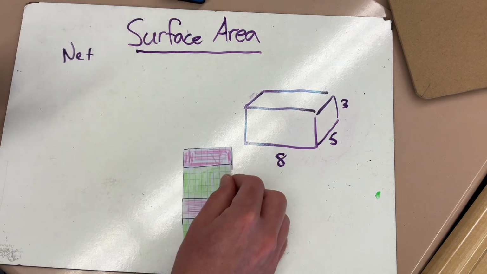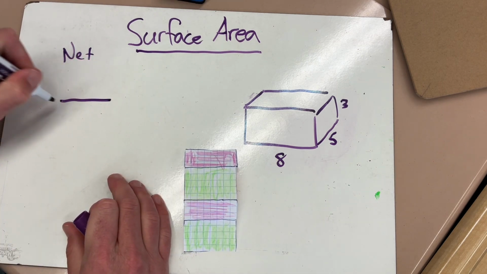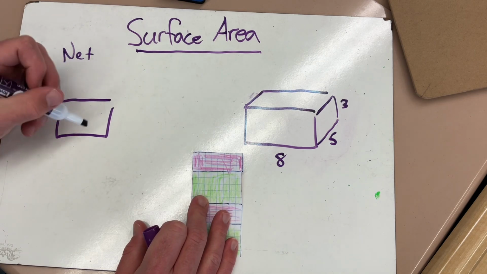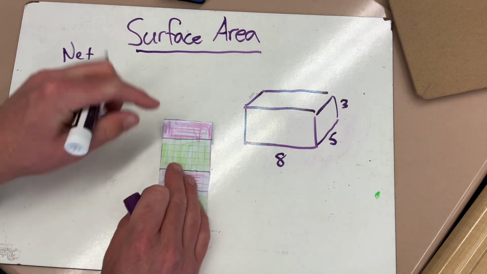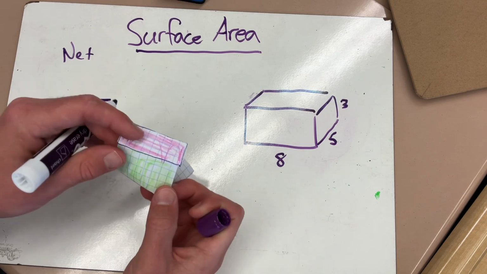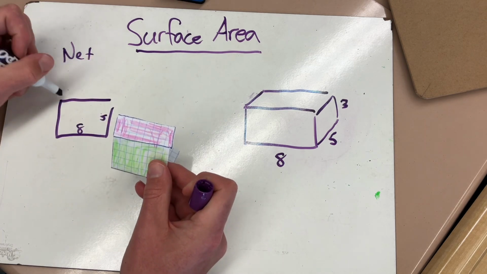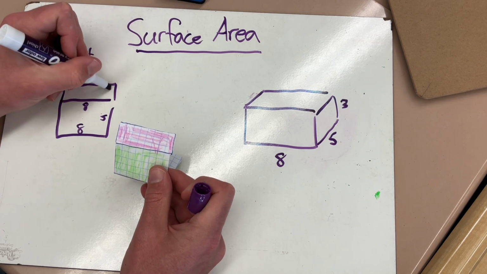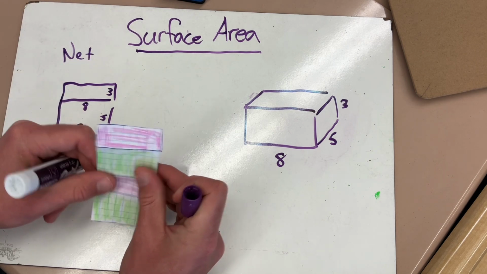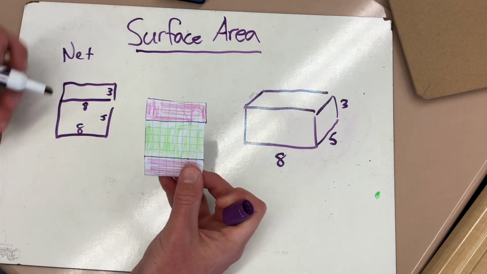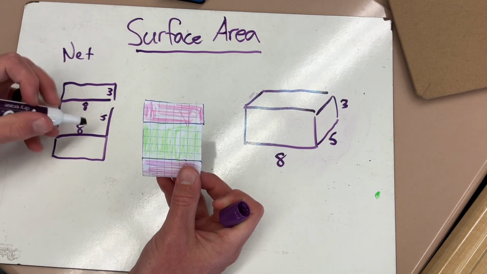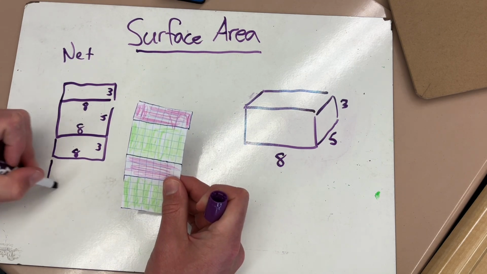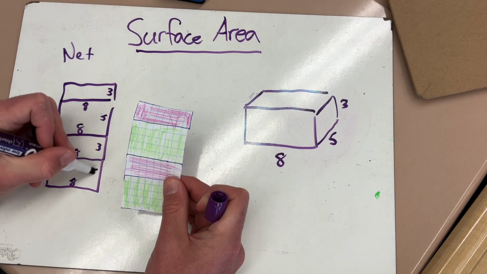If I were to draw this out on my own, I'm going to start with that main face, which for me was this face right here. That's my 8 by 5. When I open it up, I know that above it is another face with different dimensions. It's still 8 here, but now this is 3. Again, I open it up beneath it, and I should have another 8 by 3. And then down here, I open that up, and I have an 8 by 5.